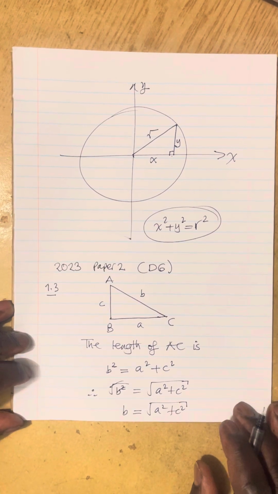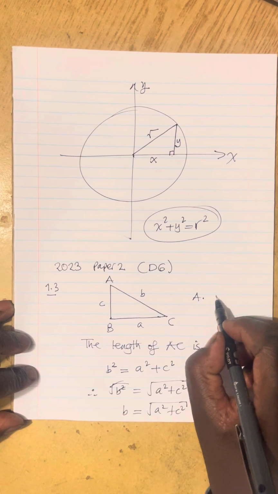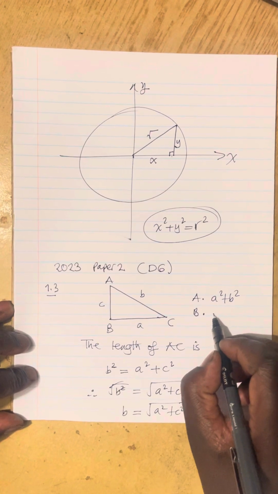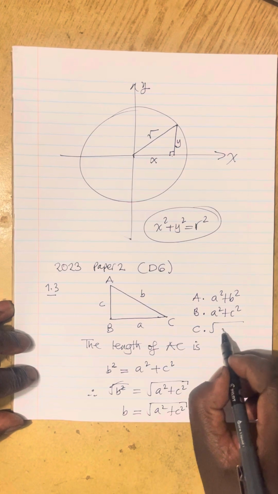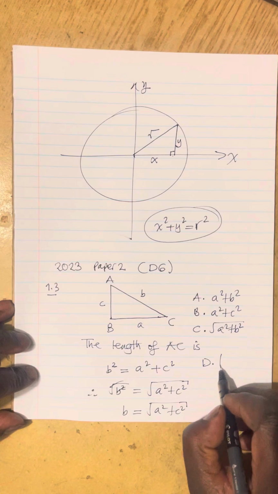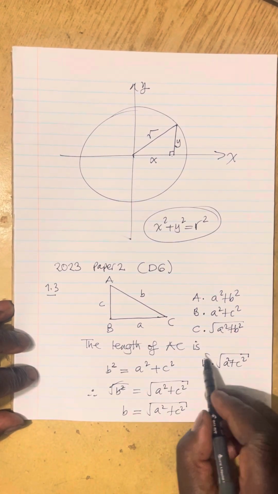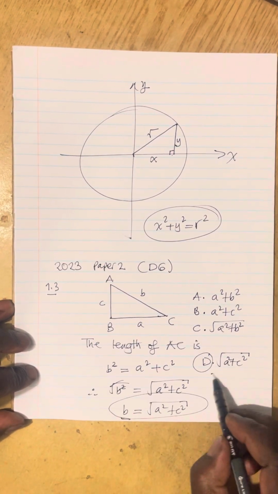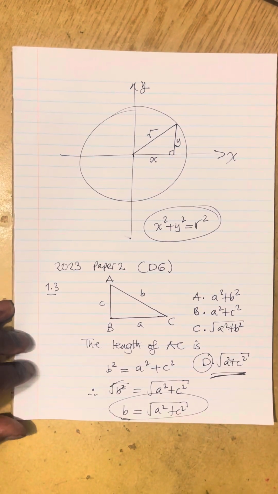Now, they have given options here. Let's check A. They say the answer is a squared plus b squared. B, they say the answer is a squared plus c squared. And then C, they say the answer is the square root of a squared plus b squared. And then they say D is the square root of a squared plus c squared. Now you can clearly see that the correct answer is D, because that's what we found here. So that is our correct option for the length of AC. These others are not correct options.